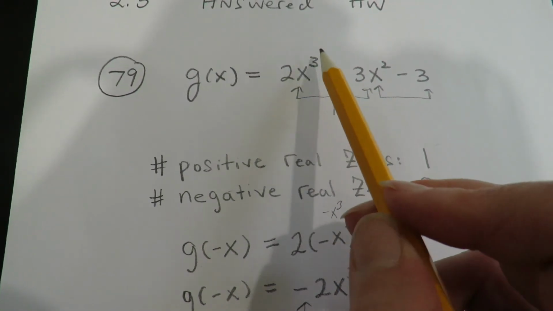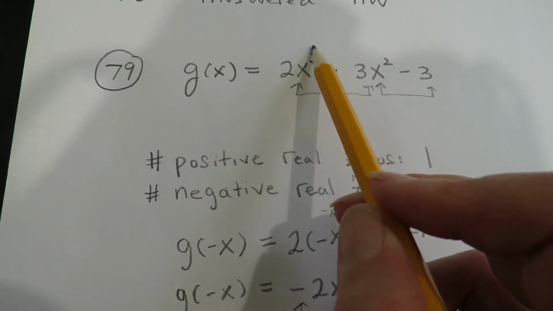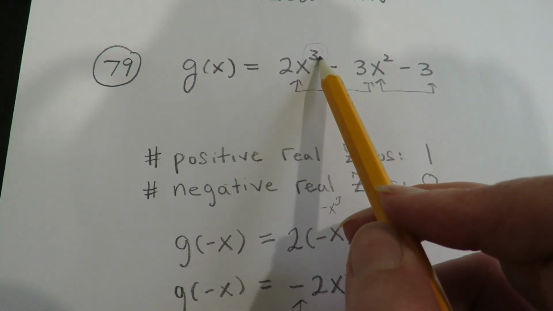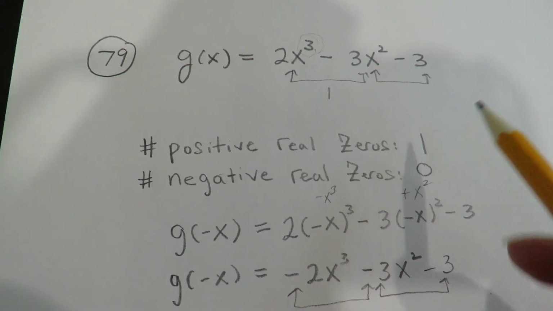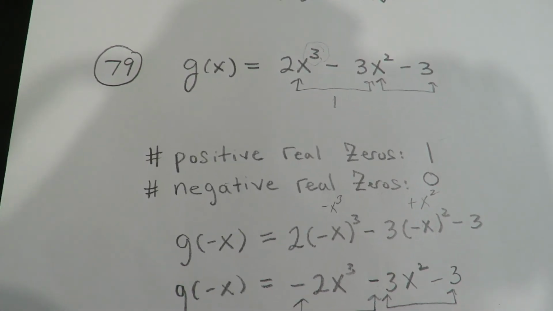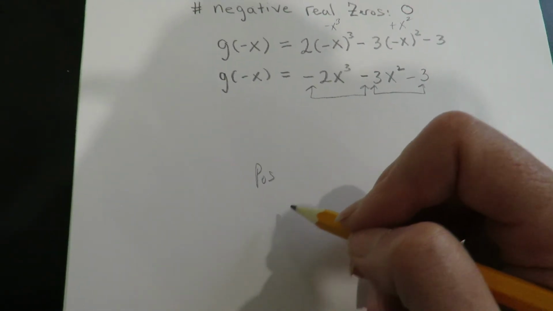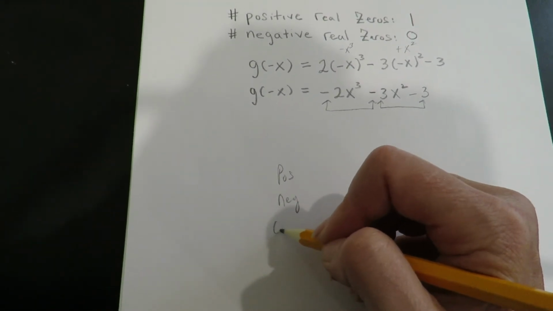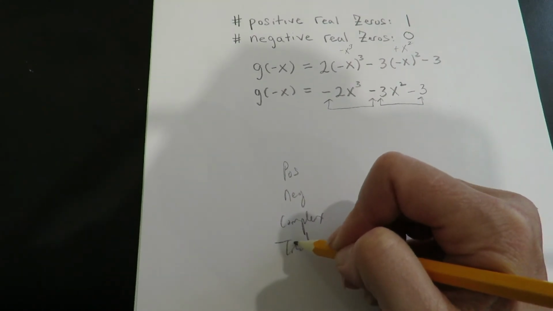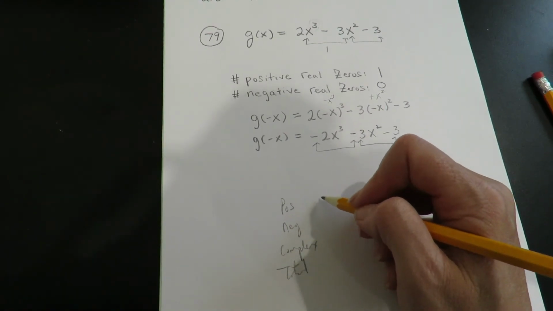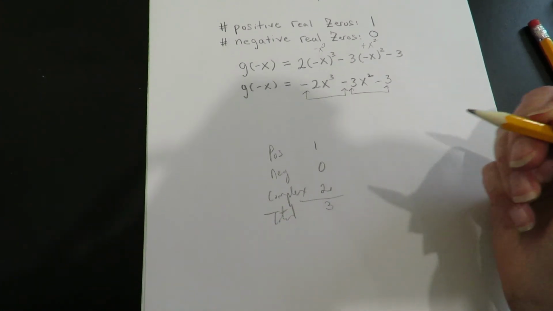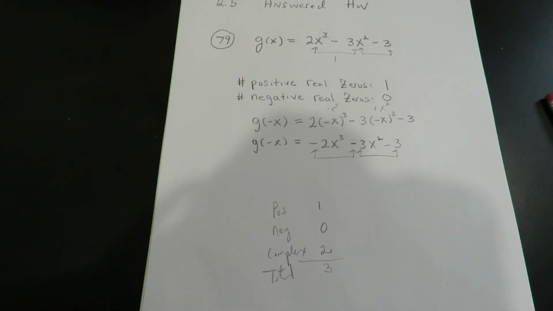So since this is a third degree, it has at most in the complex system 3 zeros. So right now, the only scenario we have, I'll just write it out real quick for you. The only scenario we have is that it has 1 positive, no negative, and 2 complex, and that's what adds to 3. So there is only one case for this one.